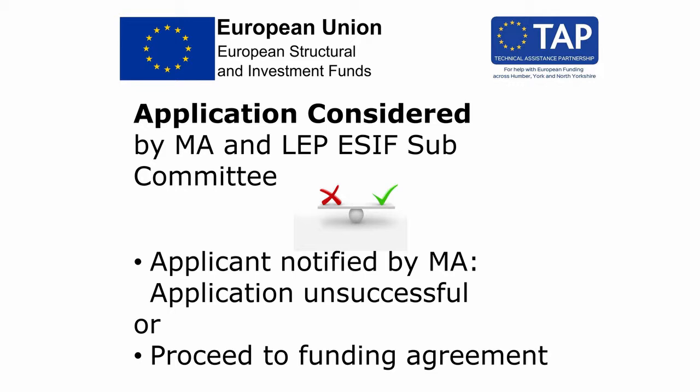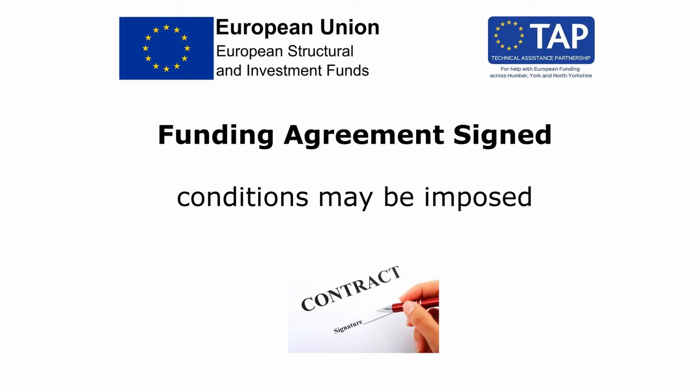The application is considered by the managing authority, with recommendations from the LEP ESIF subcommittee or committees if applying in more than one LEP area. Either the full application is not successful, or the application is successful and the managing authority will enter into a funding agreement with the applicant. The applicant and the managing authority enter into a non-negotiable funding agreement which includes the full application as part of the terms and conditions. Conditions may be imposed by the managing authority.